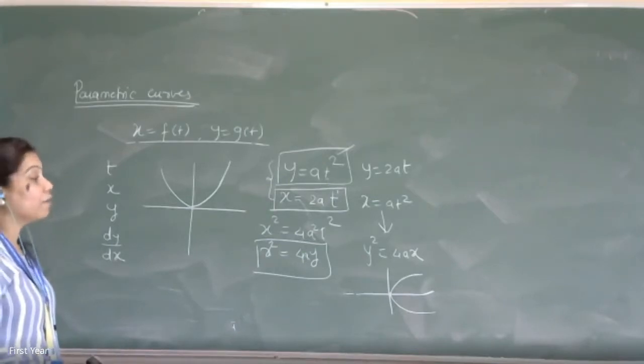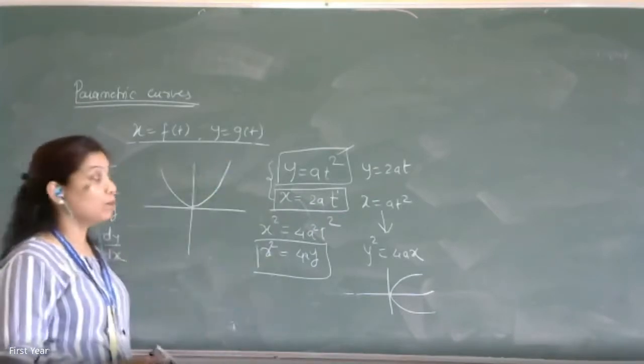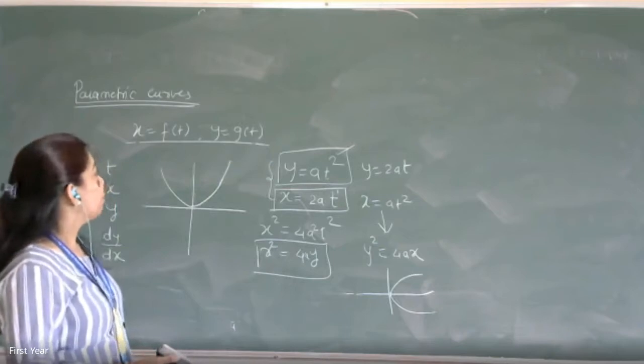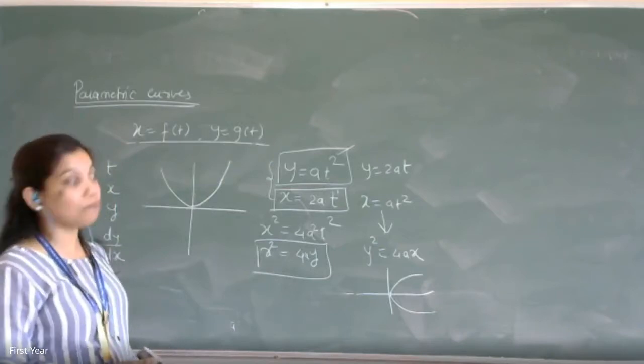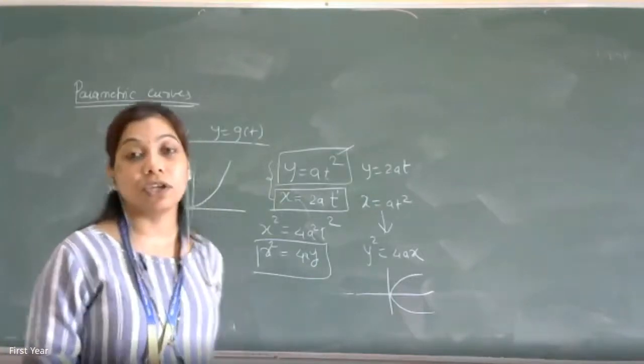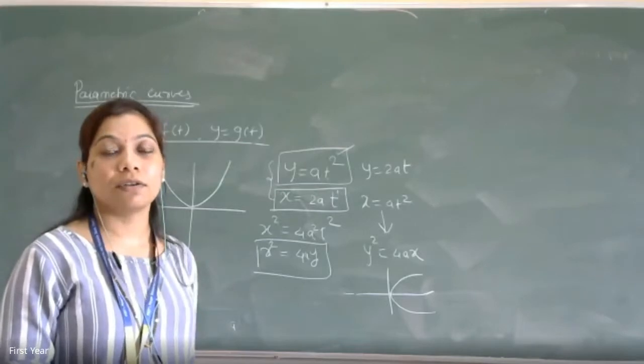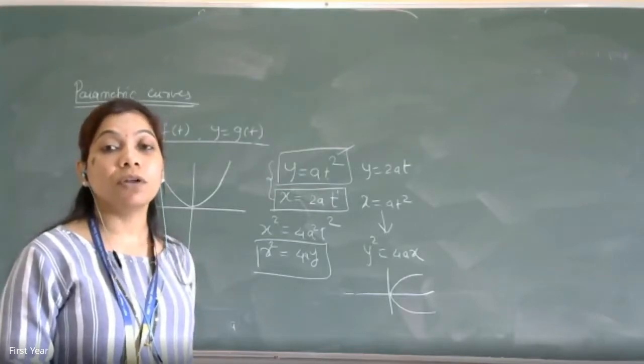If x is equal to f of t is an even function and y is equal to g of t is an odd function, both should happen, then the curve is symmetric about x-axis.